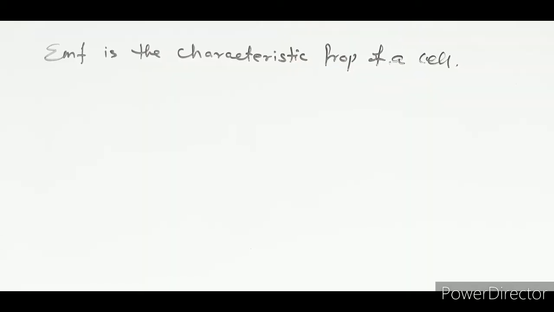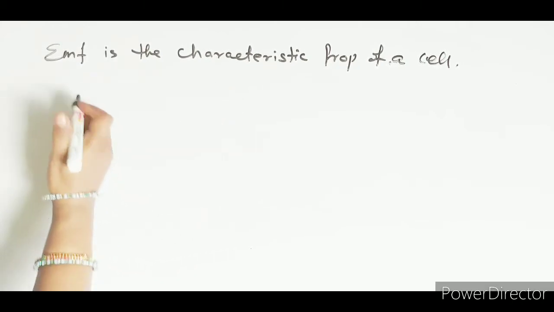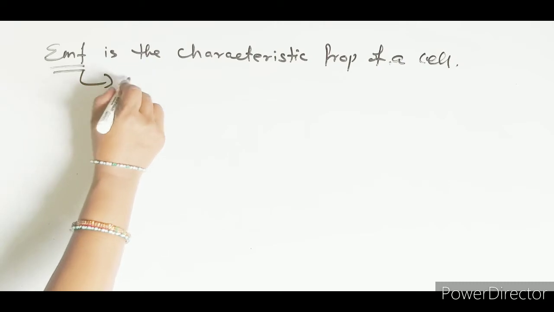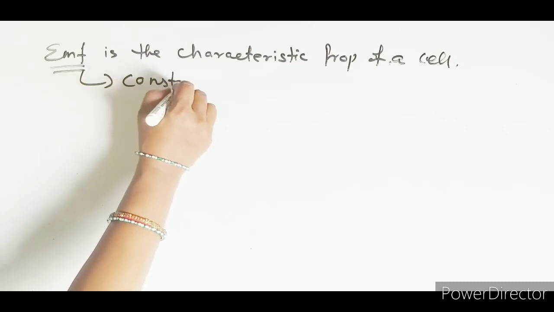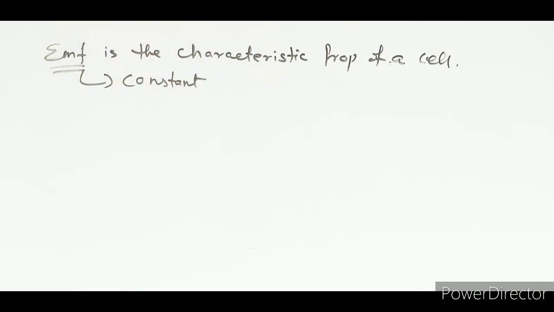So EMF is the characteristic property of the cell. The EMF of a cell is constant. The potential difference, when the cell is connected in a circuit, may vary or change due to some chemical reactions taking place. We will go for that one, terminal voltage.